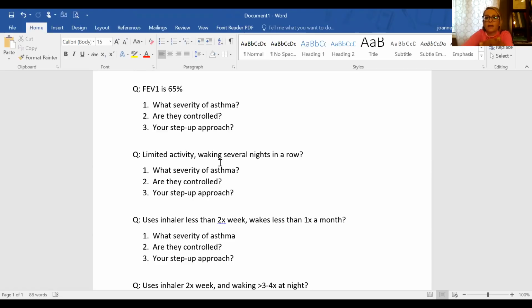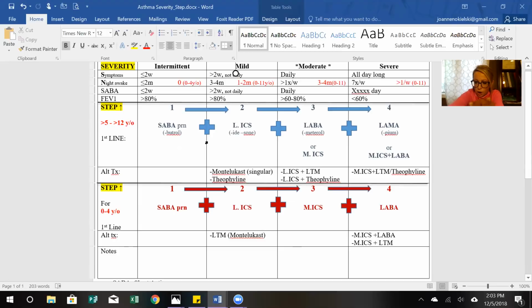So let's go back to our chart. Okay, so waking several times in a night. And we want to know the severity. What is the stage of our asthma? So we go on to my little chart.